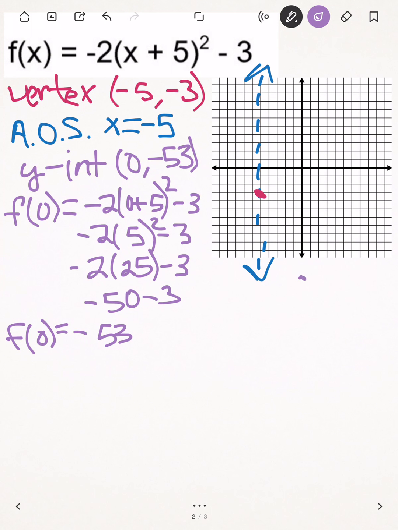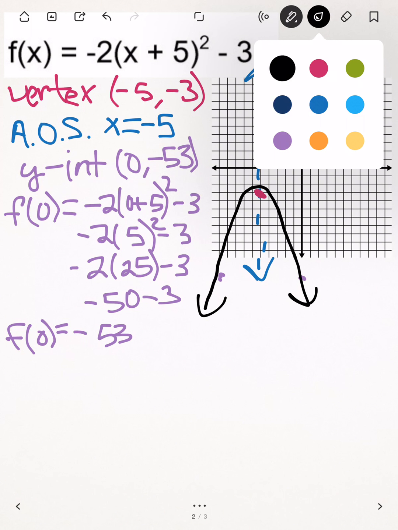Okay, it's 5 spaces from my axis of symmetry, so I'm going to go 5 spaces in the other direction. I'm going to plot a point to reflect it. Okay, I kind of just guesstimated. And then I'm going to connect my 3 points for my parabola. Again, my graphing is terrible on this.